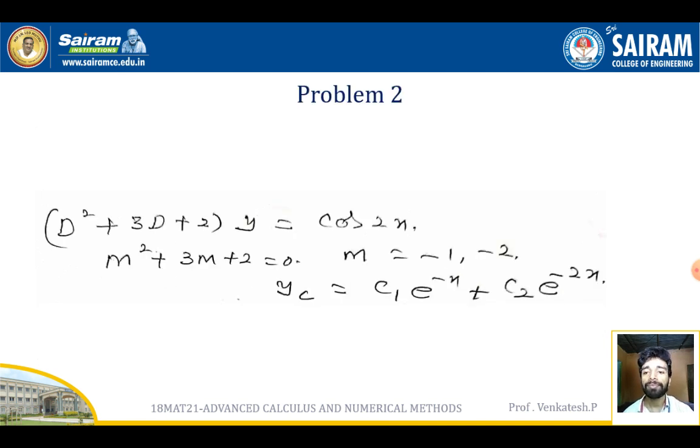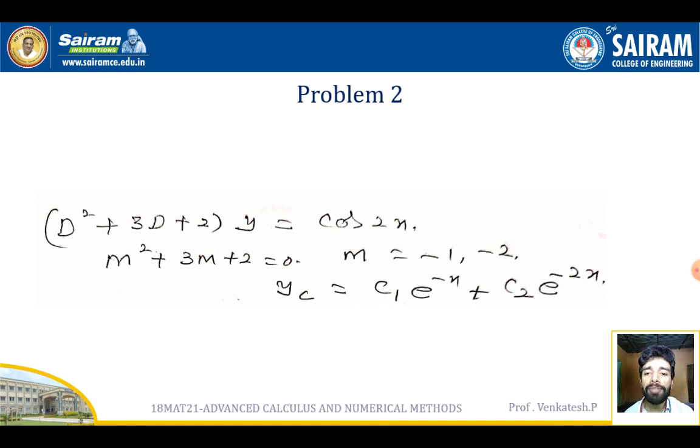Example number 2. The problem is d square plus 3d plus 2 into y is equal to cos 2x. So same thing here also, the function is having trigonometric function cos 2x. We have to use type 2 concept only. So first make the complementary function by making the auxiliary equation. The auxiliary equation is given by replacing d terms by m. So I got the auxiliary equation like m square plus 3m plus 2 is equal to 0.